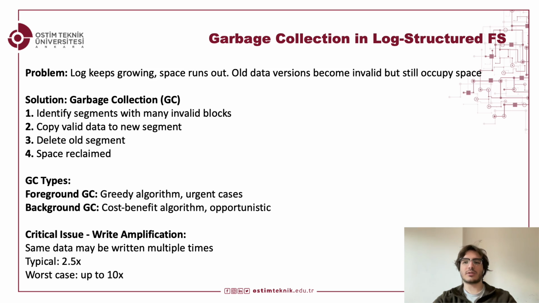The garbage collection process works like this. The system identifies segments with many invalid blocks, copies still valid data to a new segment, and completely deletes the old segment. F2FS uses two garbage collection types. Foreground garbage collection works synchronously with the greedy algorithm when space is urgently needed. Background garbage collection runs opportunistically with a cost-benefit algorithm. However, garbage collection has a significant cost: write amplification.